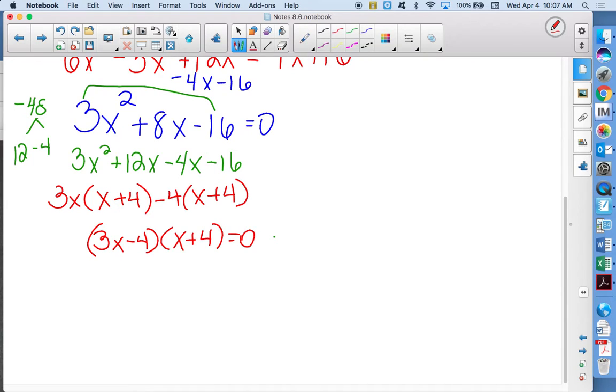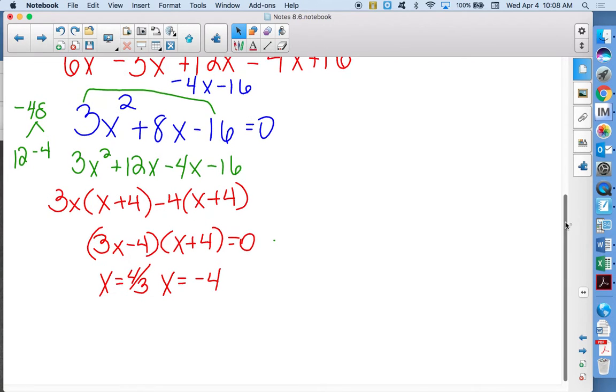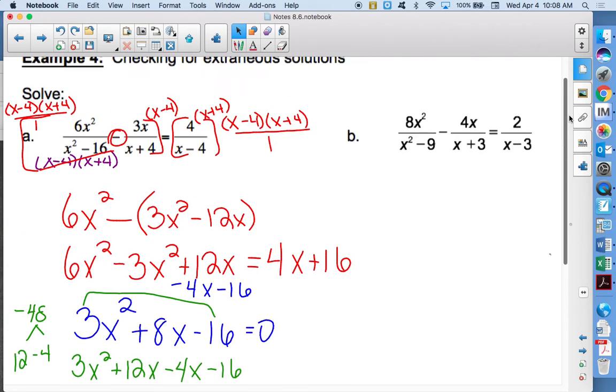So Kate, the two solutions would be? x equals 4/3, x equals -4. And then the last step is to check for extraneous solutions. How do you know if a solution is extraneous? Kate? If it makes the denominator 0.